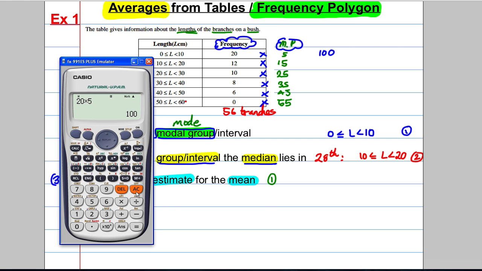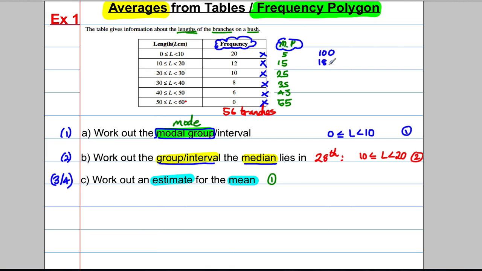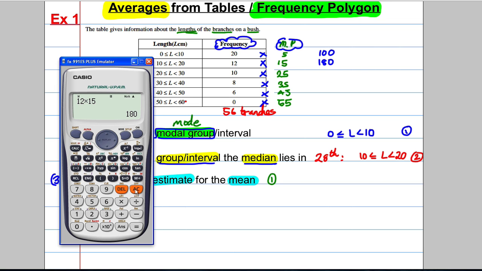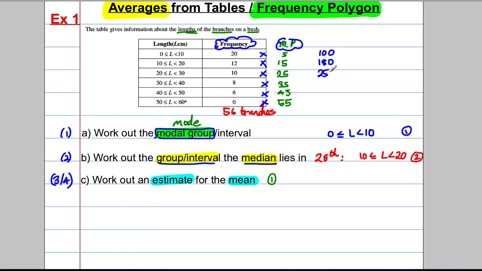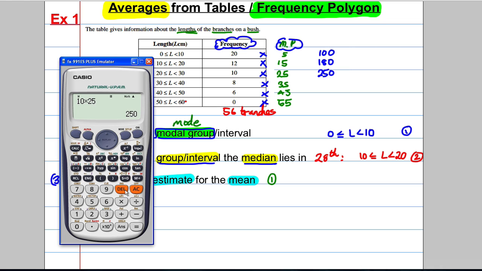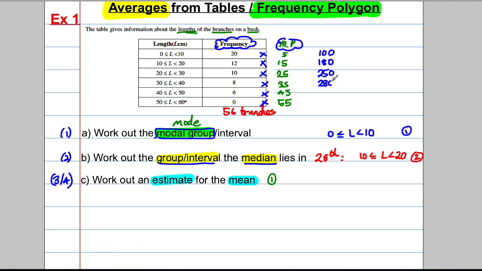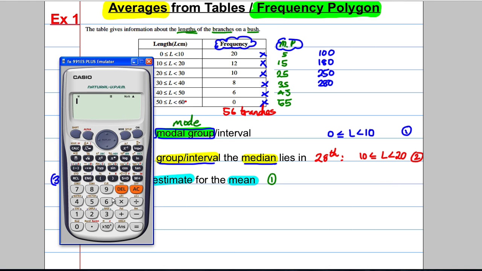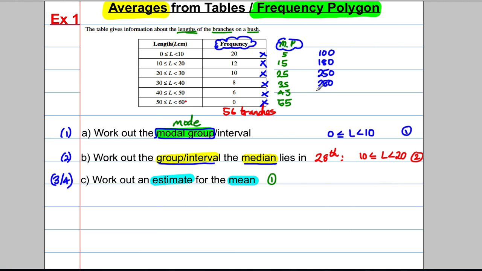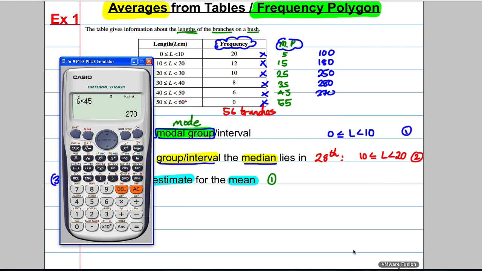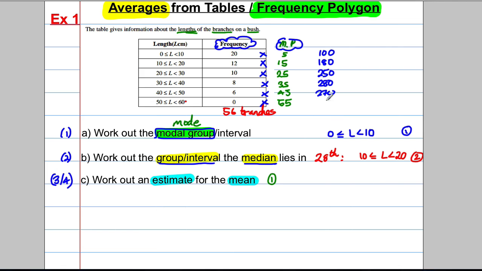Then we're going to do 12 multiplied by 15, and I'm going to get 180. Then I'm going to do 10 multiplied by 25, 250. What am I going to multiply here? Well, 8 by 35, so I'm going to do 8 multiplied by 35, which is 280. Then 6 multiplied by 45 is 270. And then 0 multiplied by 55, which is 0.